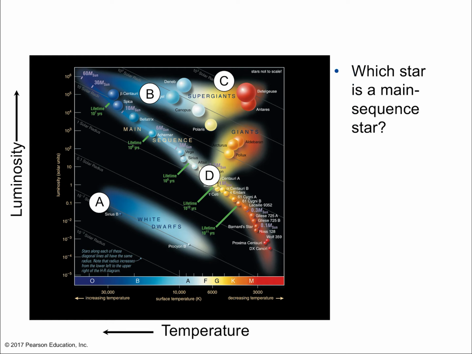Which star is a main sequence star? Of the letters showing, A, B, C, or D, which one's the main sequence? You got it? It's D. And lastly, which star has the largest radius? Well, it's not the letter that hasn't been used yet. It's C again. B's left out. B just isn't special enough.